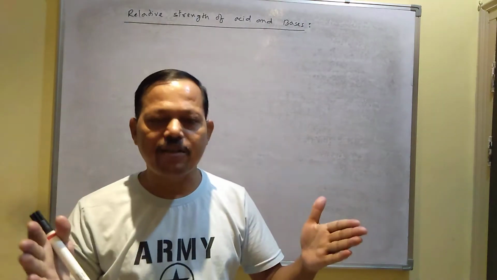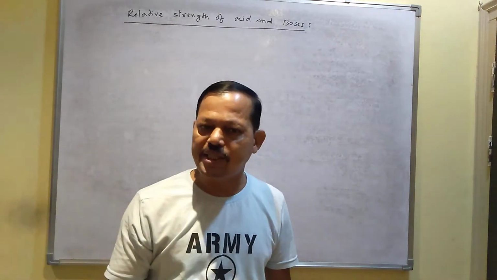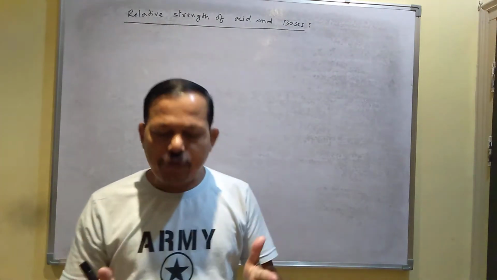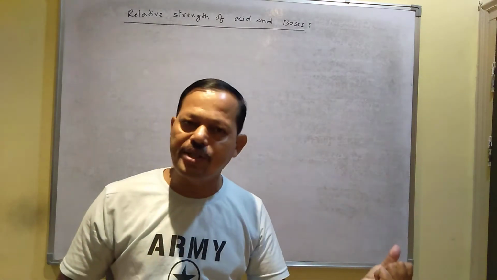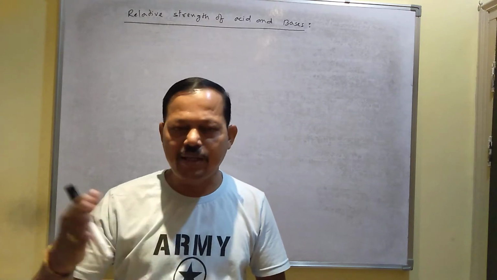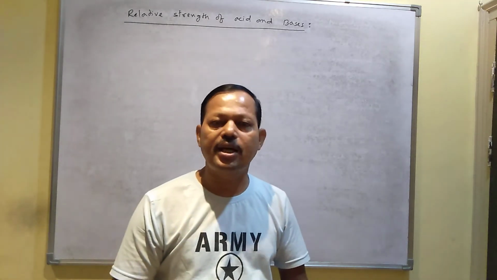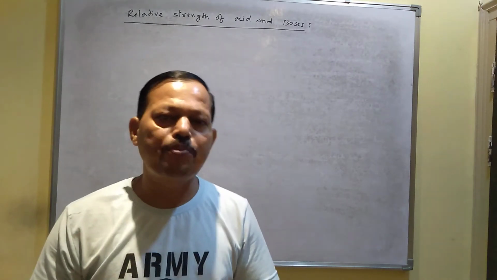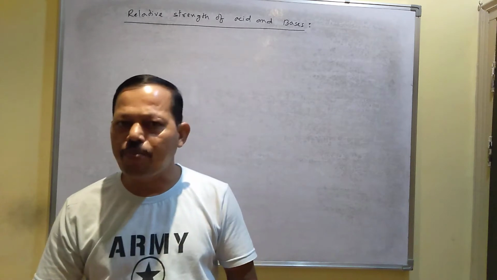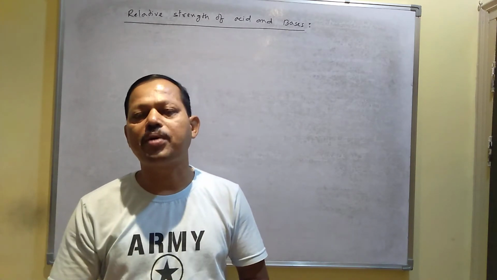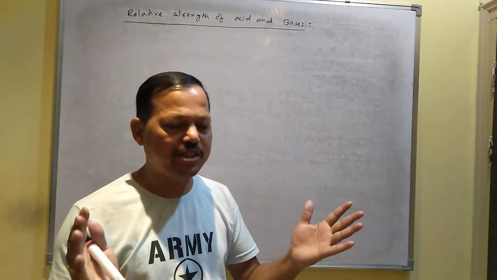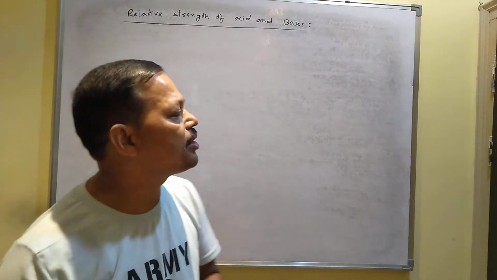As you know, acids are the substances which can release H plus ion, and bases are the substances which can release OH minus ion. Now, those acids which can release H plus ion more easily will act as strong acids. And the acid which cannot release H plus ion easily is said to be a weak acid. Similarly for bases, those bases which can release OH minus ion easily are said to be strong bases, and those bases which cannot release OH minus ion easily are said to be weak bases. So this is one of the concepts to find out who will be stronger, who will be weaker.